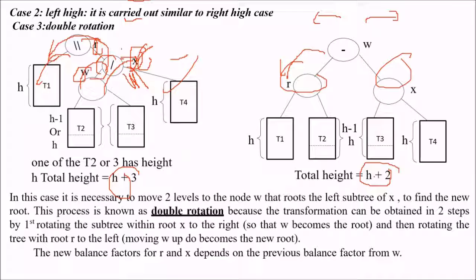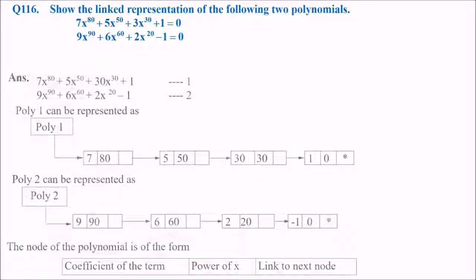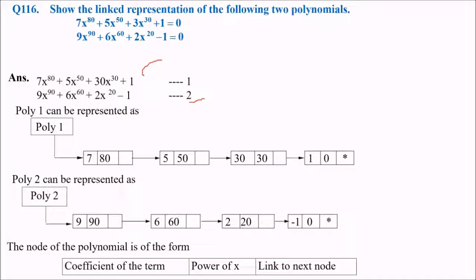After the first rotation and second rotation, the new balance factors of R and X depend on the previous balance factor of W. Now show the linked representation of the following 2 polynomials. This is the first one, this is the second one. These are the polynomials, so it will be like this.